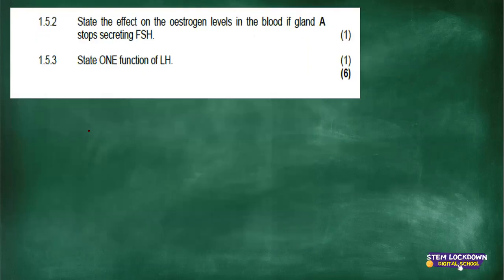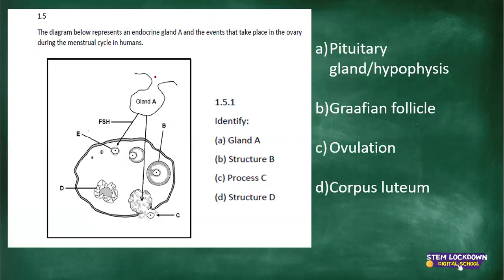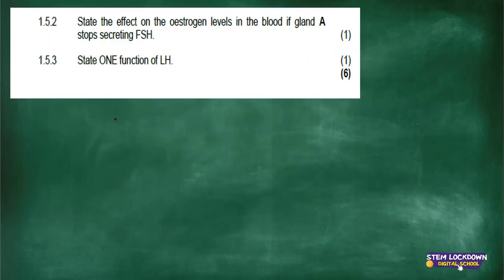Review it. 1.5.2, state the effect on the estrogen levels in the blood if gland A stops secreting follicle stimulating hormone, which is FSH, right? So if gland A, which is the pituitary gland, stops secreting follicle stimulating hormone, what would be the effect on the estrogen levels? They will remain low or they will decrease. Why? Because they are stimulated by the follicle stimulating hormone.